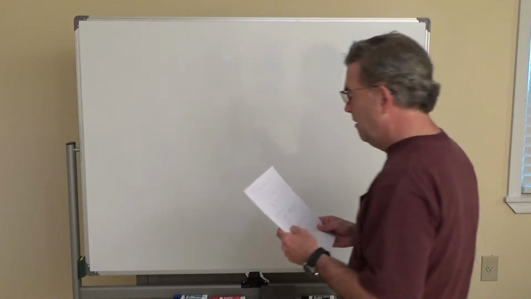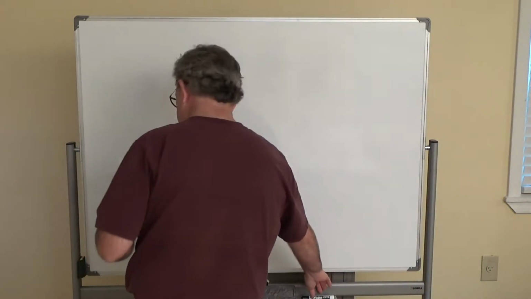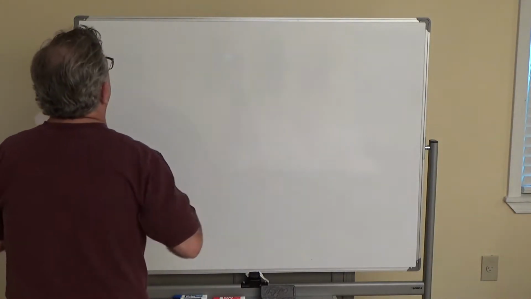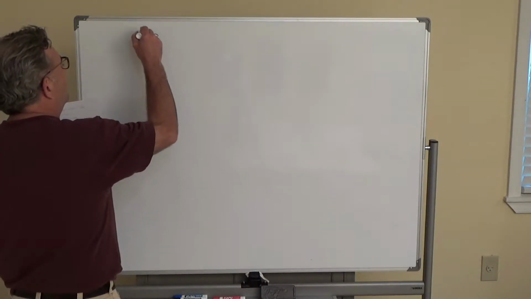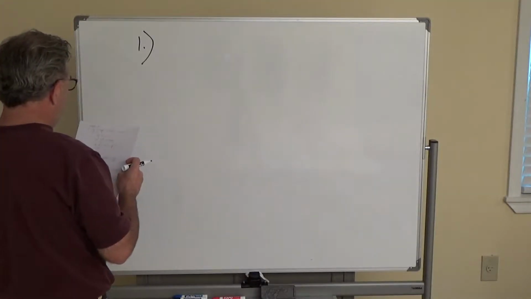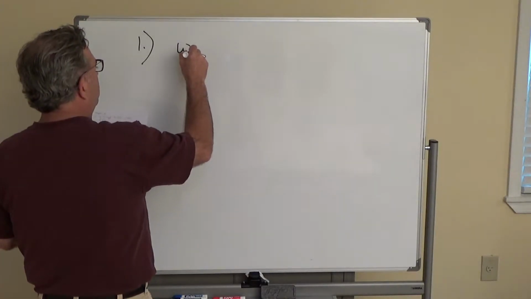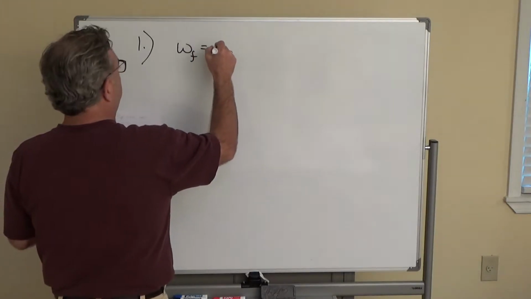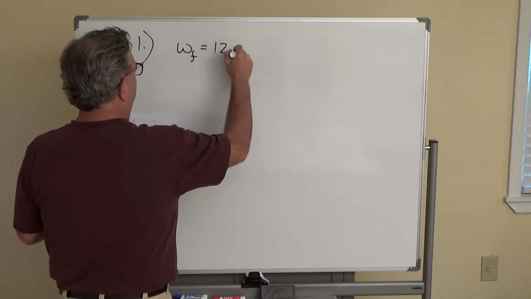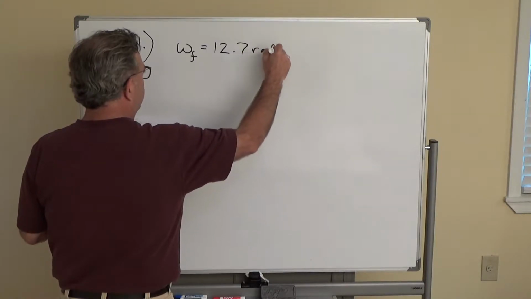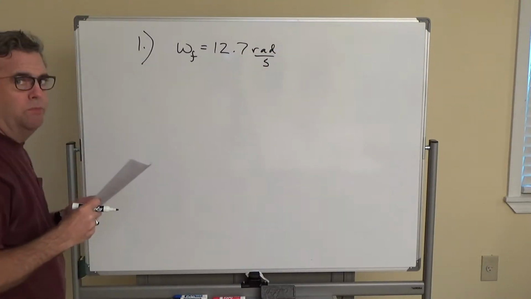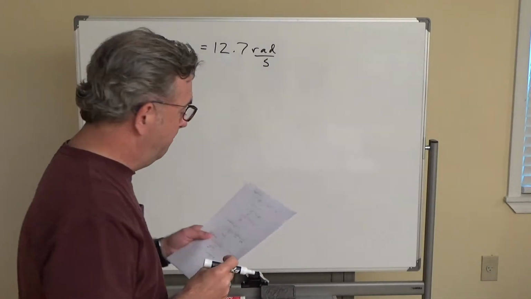I'd like to spend a few minutes going over these problems in Chapter 10. These are the homework problems that I just assigned the other day. So problem 1 is a pretty standard problem with a wheel spinning. They give you the final angular velocity, and in my problem it's 12.5 radians per second. Yours should be something close to that.